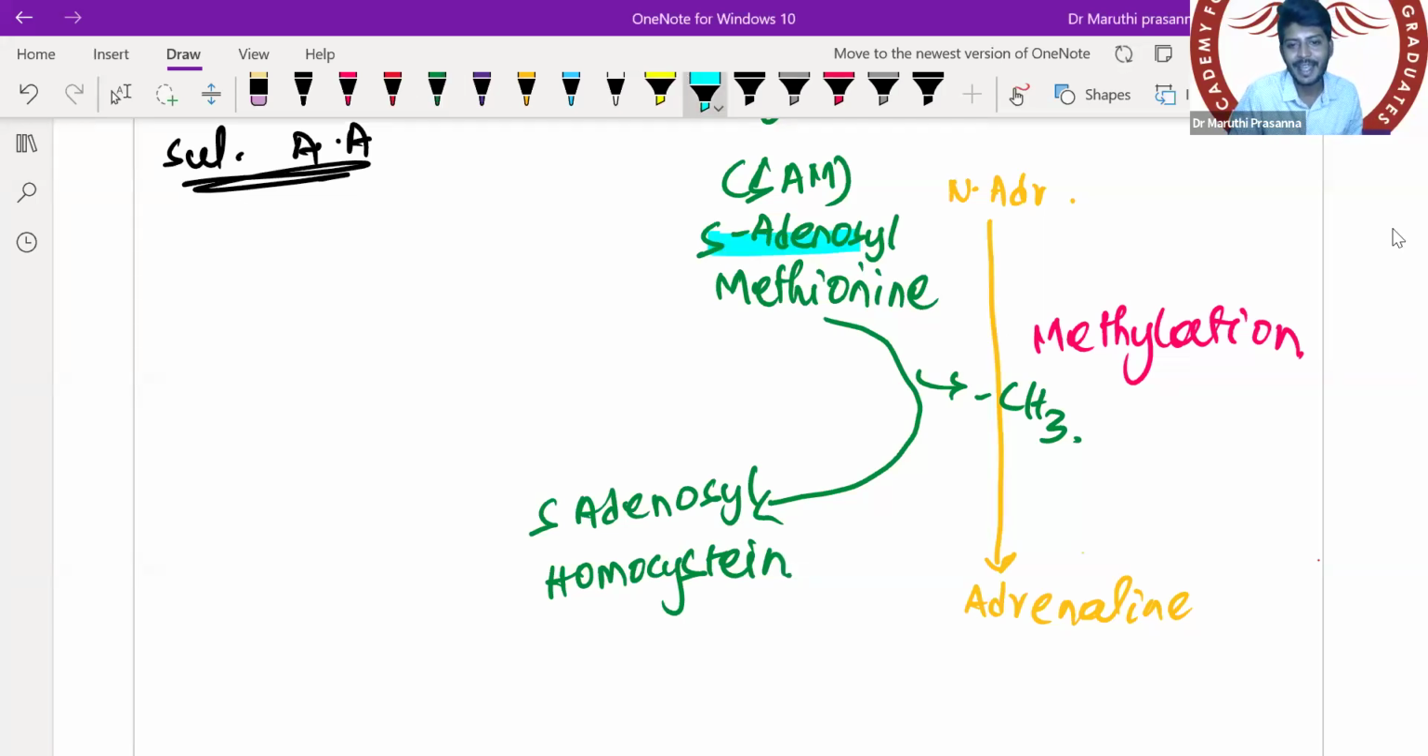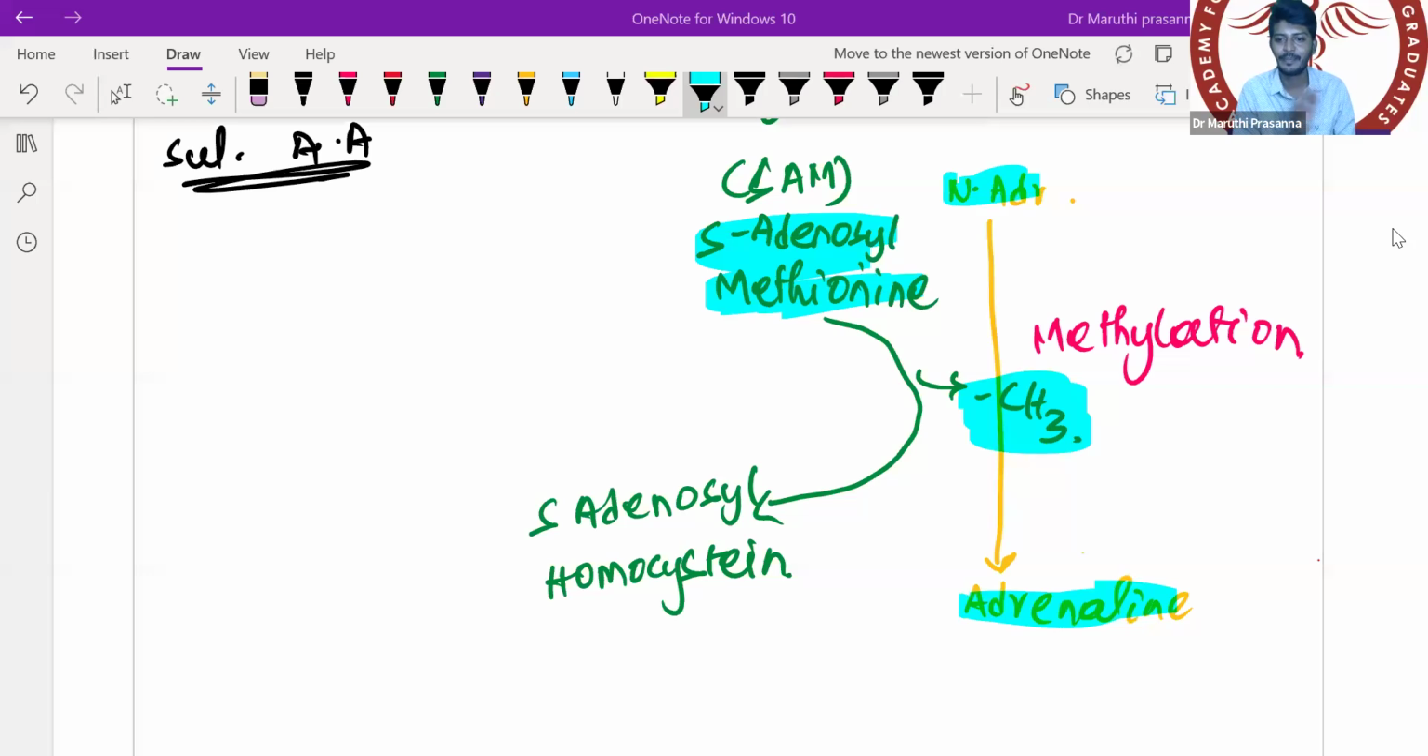So we have SAM, S-adenosyl methionine. Methionine donates the methyl group. S-adenosyl methionine donates the methyl group to noradrenaline, so noradrenaline becomes adrenaline. Okay, clear everybody? कोई confusion नहीं है ना अभी? जमील, hope that is clear now. अभी कोई confusion तो नहीं है ना?